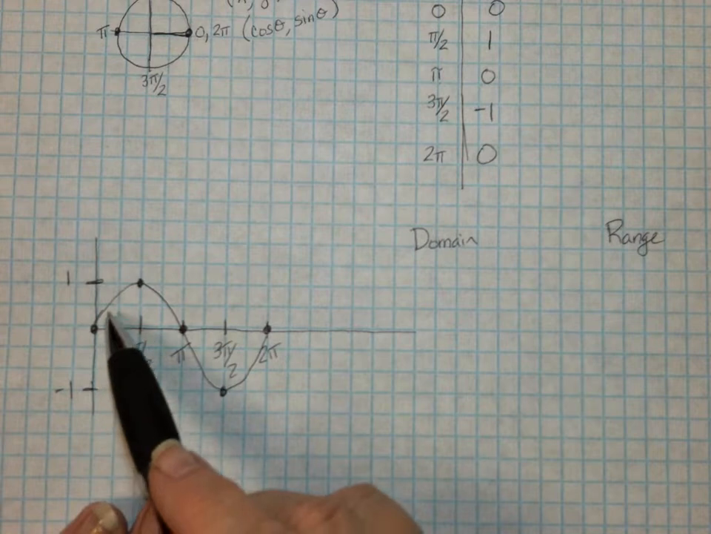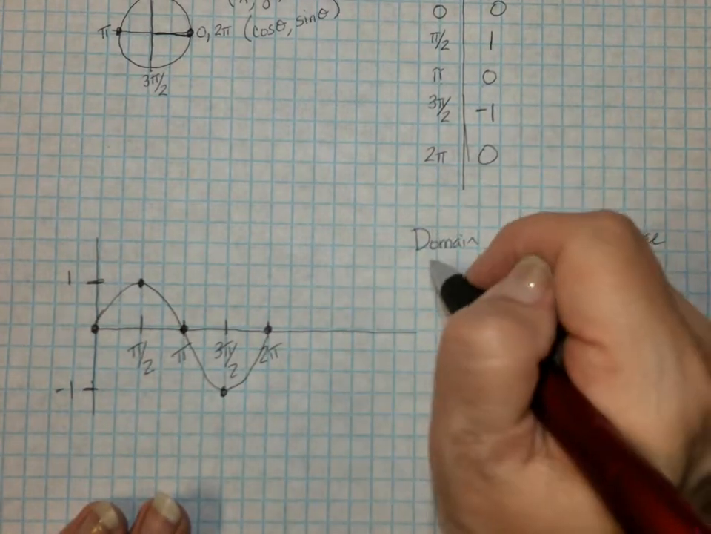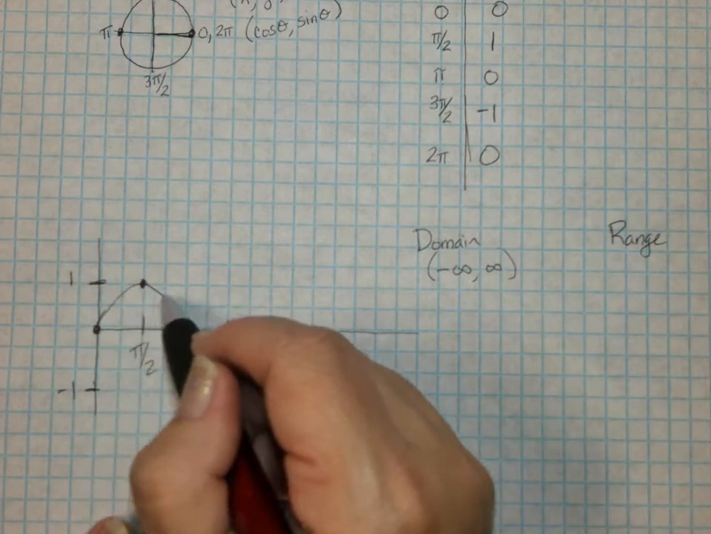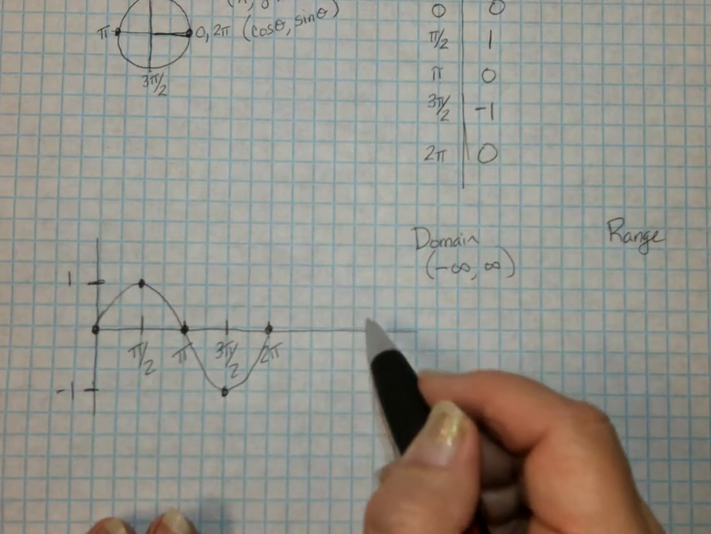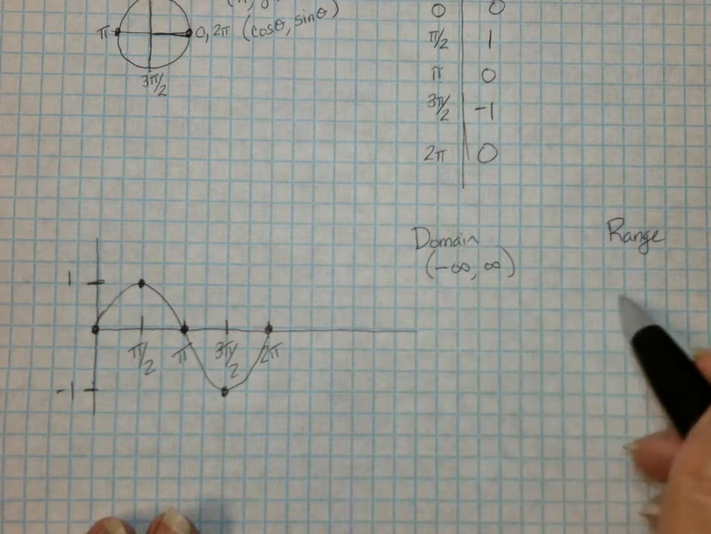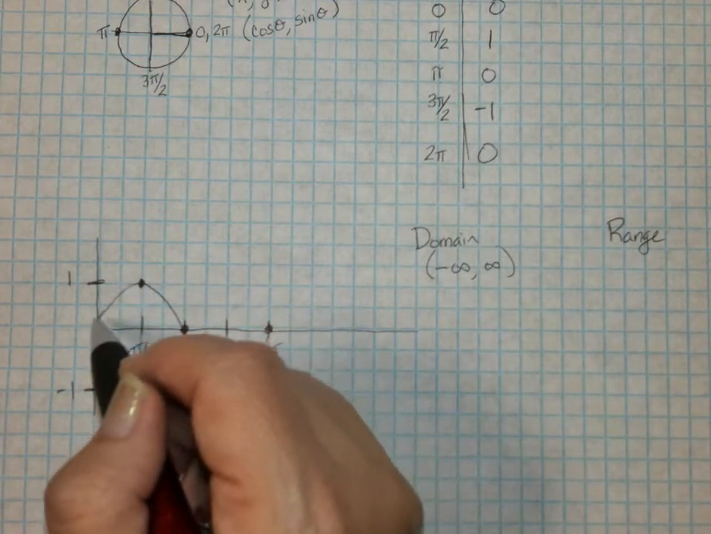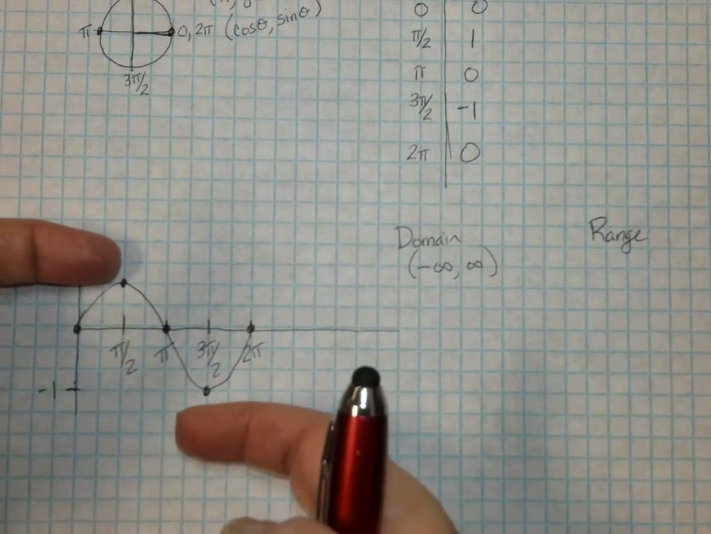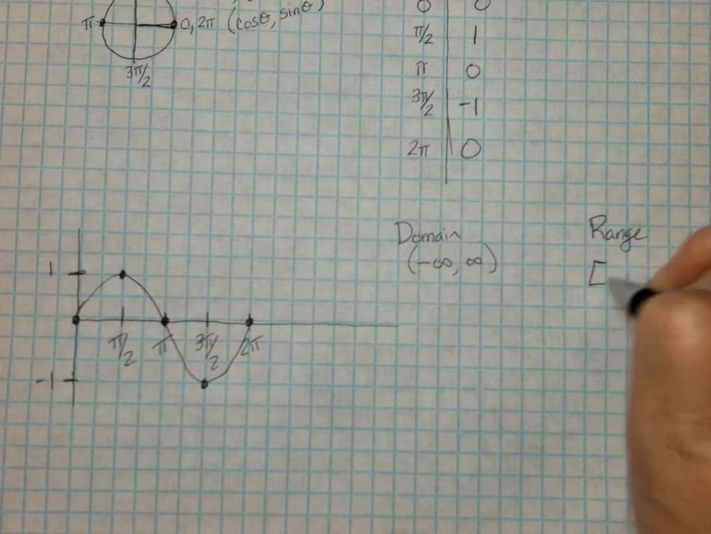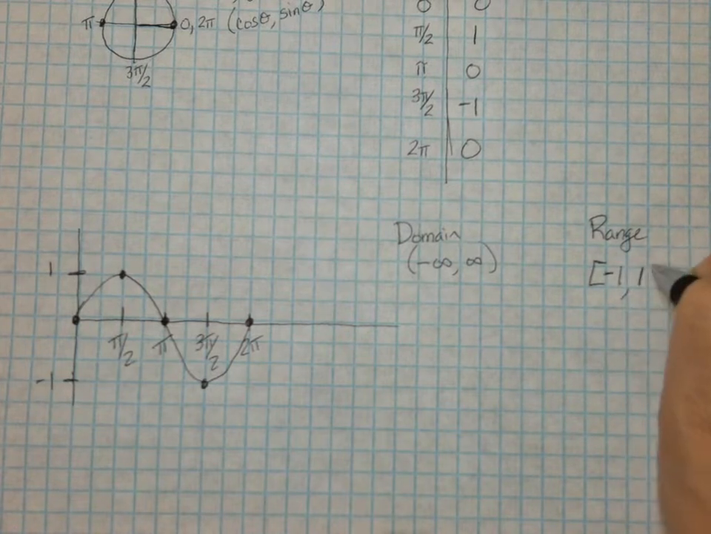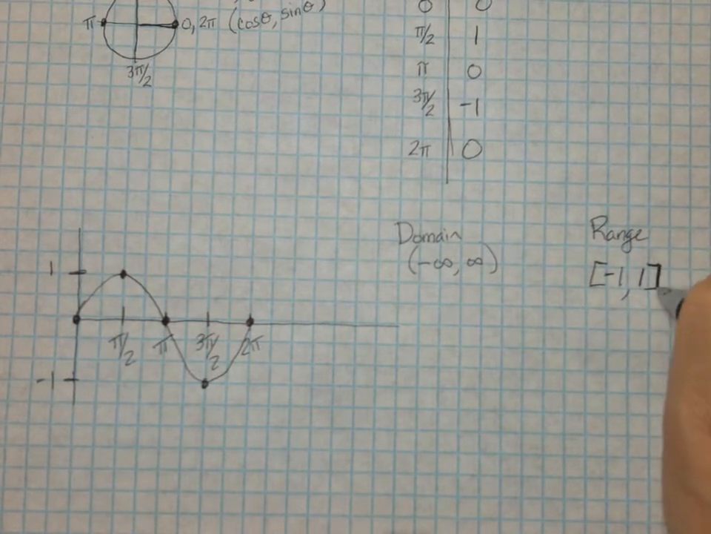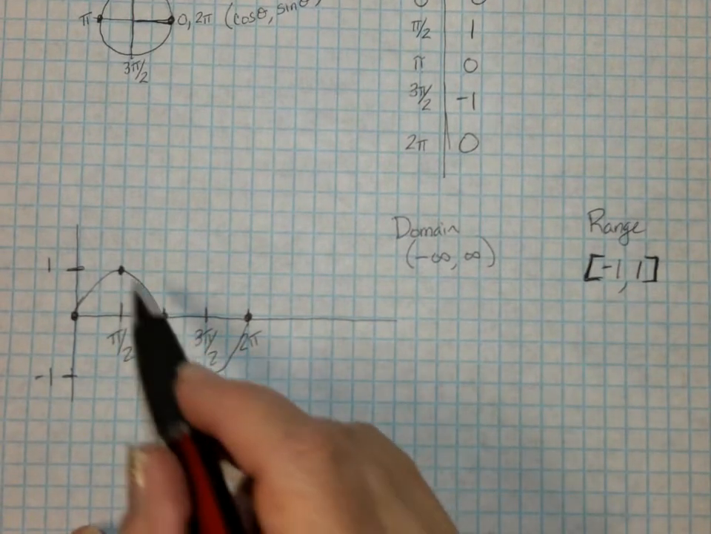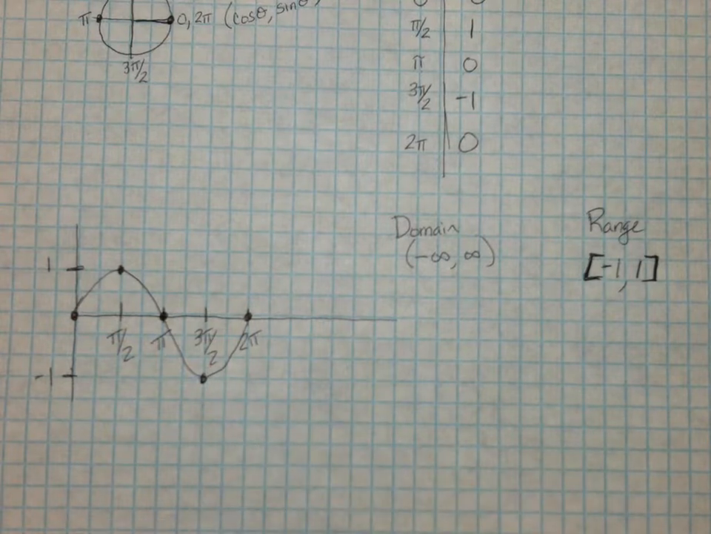The domain for all sine and cosine graphs is going to be all real numbers, negative infinity to infinity. Because this graph is continuous, it doesn't have any asymptotes, keeps going to the right. Likewise, it comes over here, it keeps going to the left. Now the range does have some limits. The lowest value is -1, and the highest value is +1. And we're using brackets because those values are included. The graph touches 1, the graph touches -1.